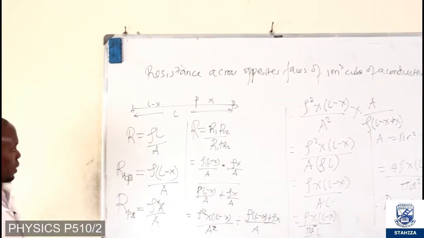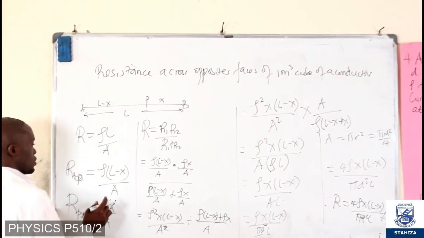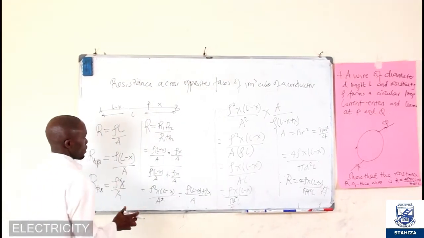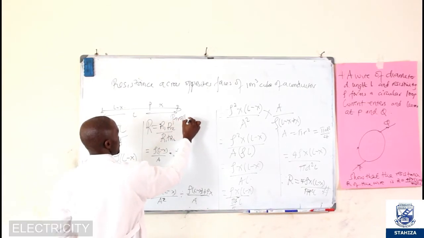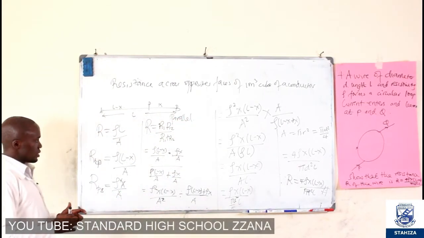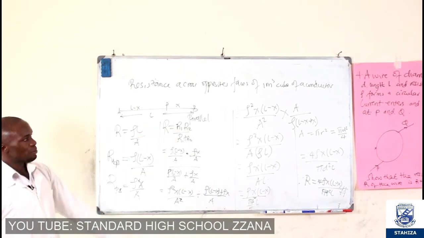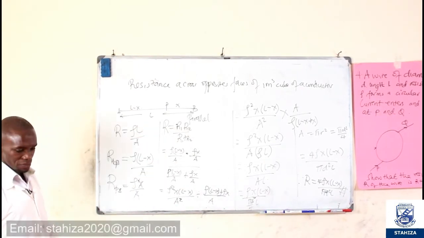That's how we can get the resistance of that wire. The assumption is that since these are 2 wires, whenever we are going to connect them, they must be in parallel connection. Parallel what? Connection. And we shall have everything worked upon and we get what we want from there.